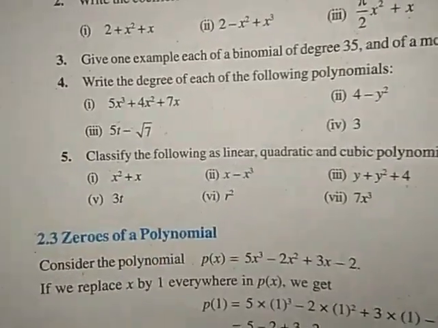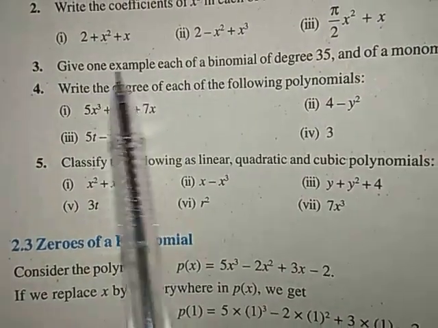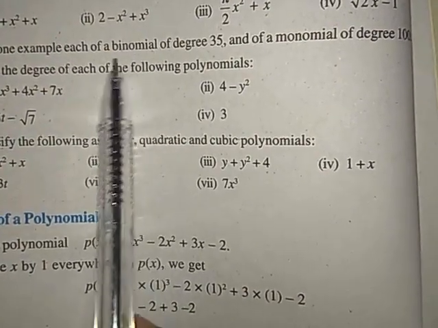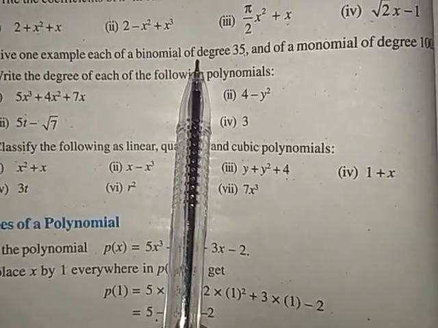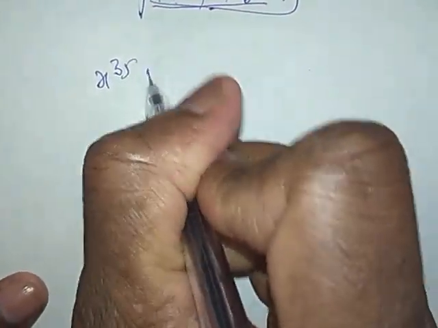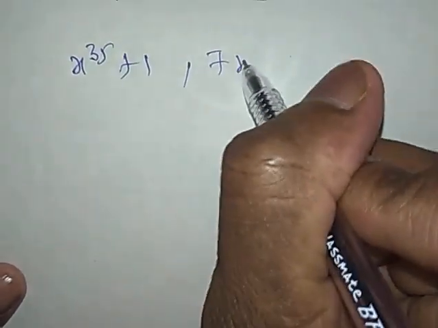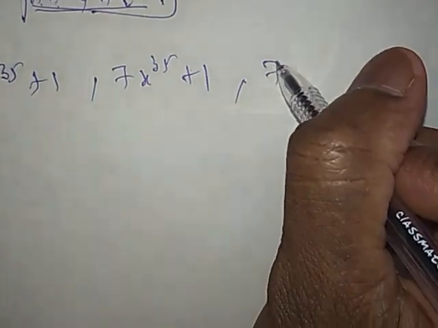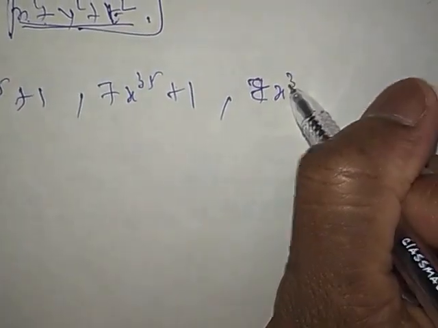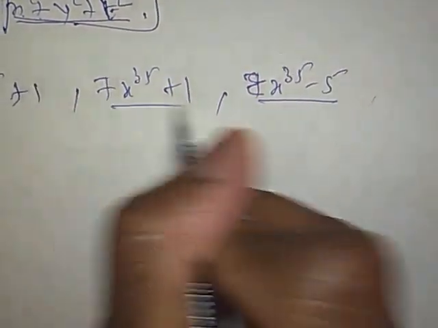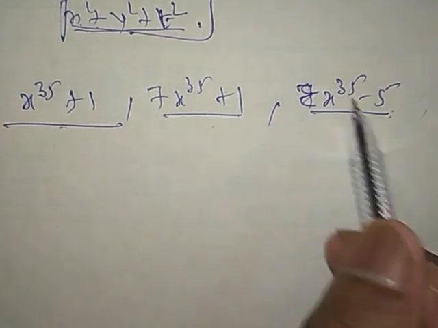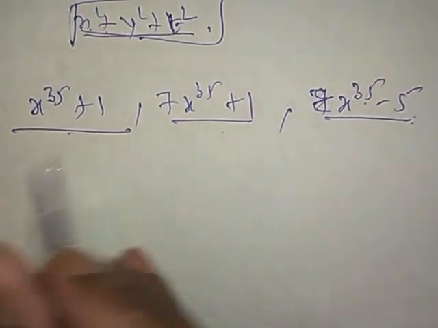Give an example of each of the binomial of degree 35. Binomial means there will be 2 terms. So we can write it as x raised to 35 plus 1. We can write 7 x raised to 35 plus 1. We can also write x raised to 35 minus 5. These are all binomials with degree 35.